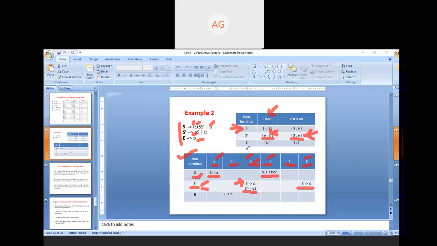Now we need to find the entries corresponding to E, which we need to fill in the parsing table. Concentrate on the first set of non-terminal E. As you can see, only one symbol is there in the first set of E, which is B. So you need to fill the entry of E versus B with the production of E, which is E produces B. That's how we can fill the parsing table of LL1 grammar.